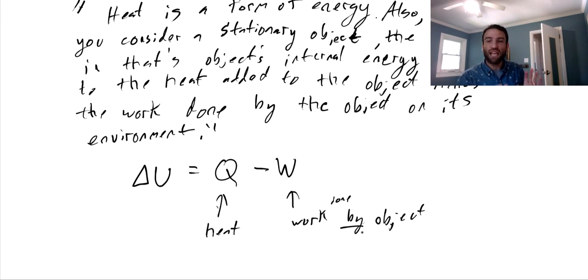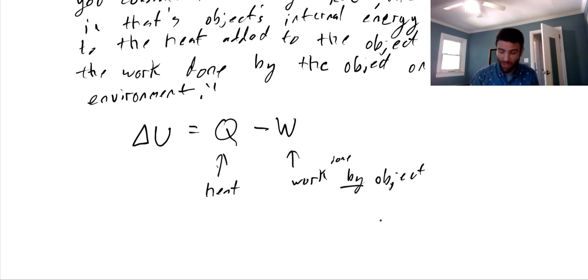There's an interesting sign convention here, which different books use differently. And the point is just to keep it straight in your head physically what's going on, right? So if the object does work on the environment, as we'll talk about in a little bit, then that means it's using some of its internal energy to do that work. So positive work by the object on the environment makes the object lose internal energy. And if we do positive work on the object, then that's like the object doing negative work on the environment, and that increases the internal energy, right?